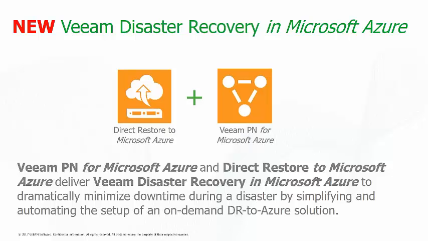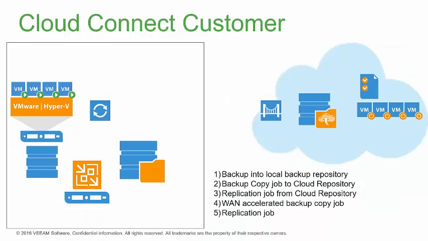So let's talk about Cloud Connect. Here's our typical Cloud Connect customer today. Pointing to a Veeam cloud service provider, we're doing a backup into a local repository. We do a backup copy job to a cloud repository, which can be your own repository using Cloud Connect for Enterprise. And then we build replicas of those VMs based on the backup files. We can also add WAN acceleration into this, and then again, complete a replication job.